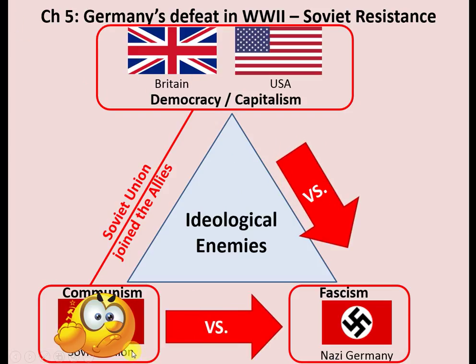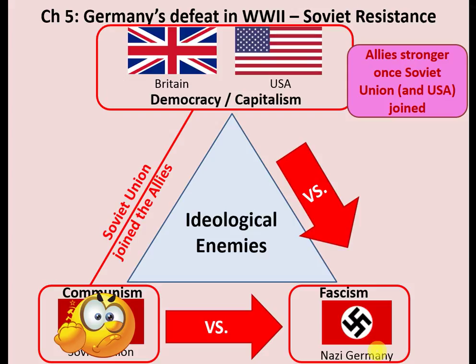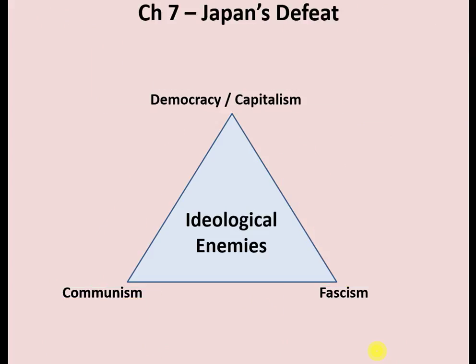This is why I said just now, the Allies were now stronger once the Soviet Union and the USA joined. This gave the Allies the advantage, as now they went on the offensive against Germany, and this of course also contributed to Germany's defeat, as Germany was no longer able to deal with the overwhelming power of the strengthened Allies: Britain, USA, Soviet Union. So that's about it for the European part. Let me just talk briefly about the impact on Japan.